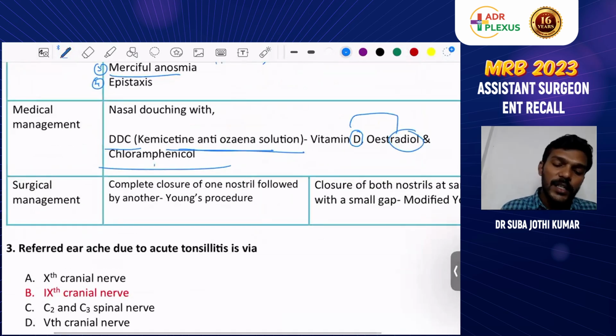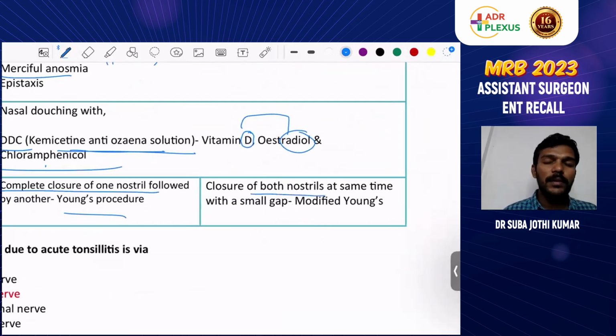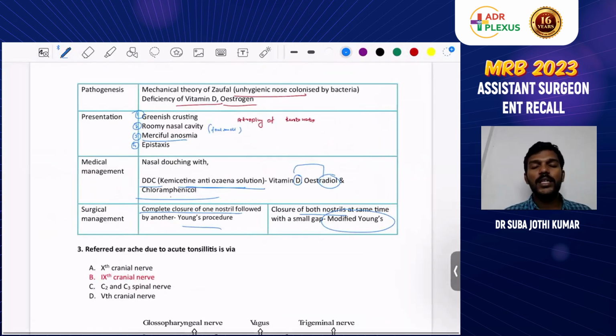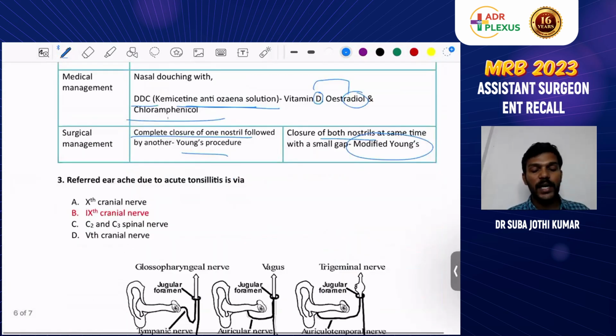Surgical treatment: you could close one nostril completely, and after 6 months, the next nostril. It is called Young's procedure. If you close both the nostrils at the same time, leaving a small gap in between, it is called modified Young's procedure. So this is creating an anaerobic chamber so that the bacteria will not grow. So creating an anaerobic chamber for halting the bacterial growth is called Young's procedure and modified Young's procedure. That's all about atrophic rhinitis.